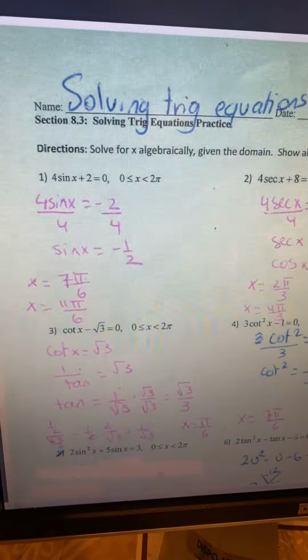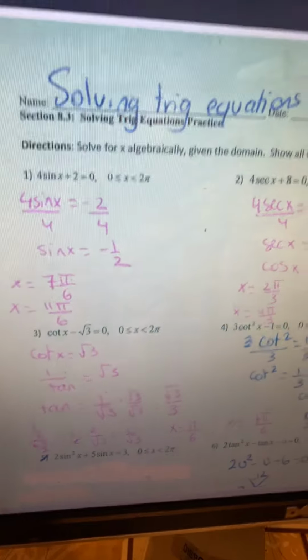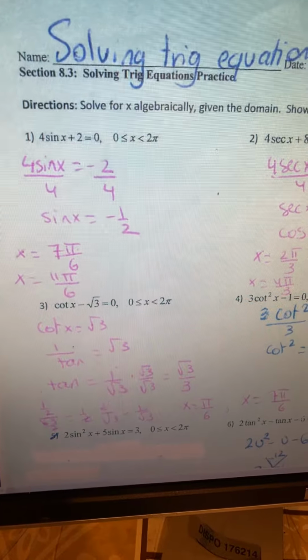For today's lesson, I'm showing you the solving trig equations key. I know many of you were confused whether your answers were correct or not, so we're going to go over the answers together.